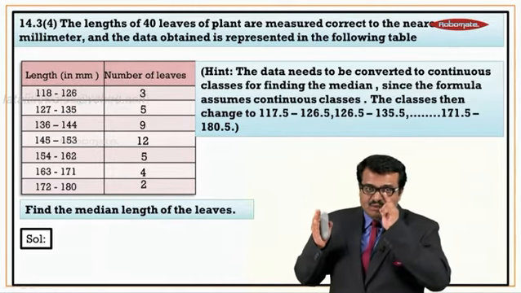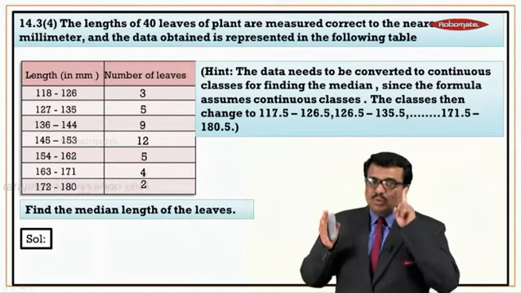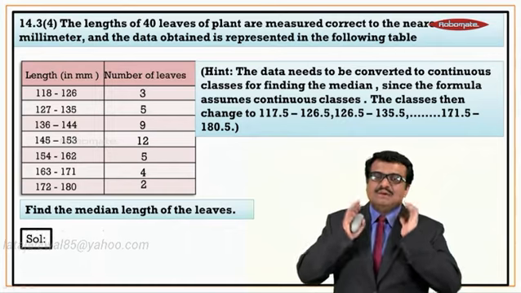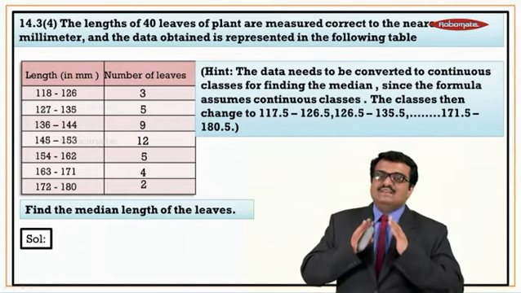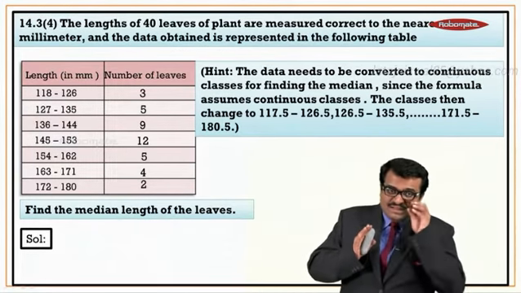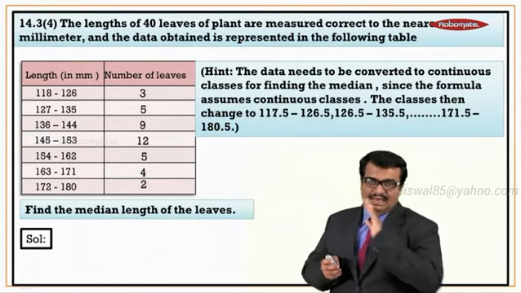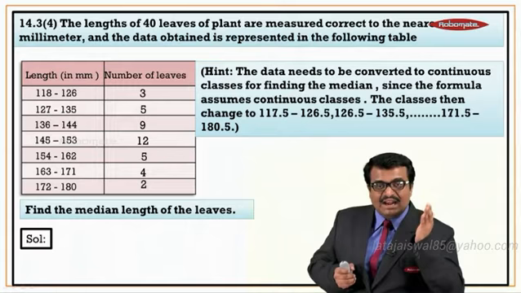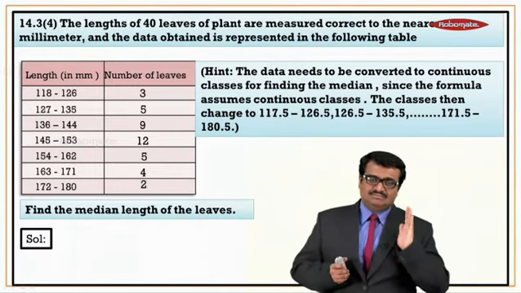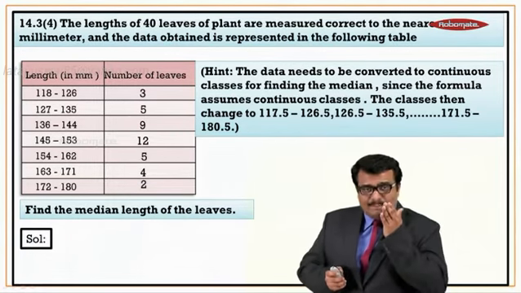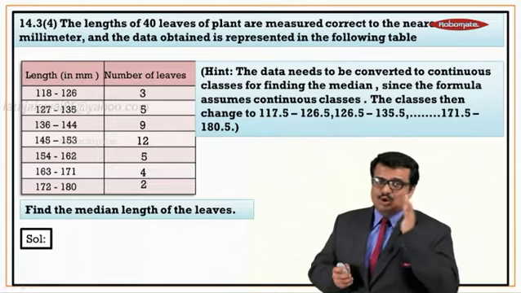The difference between 126 and 127 is 1. This 1 is divided by 2, so 1 by 2 is 0.5. And what is done with the 0.5? 0.5 is subtracted from the lower limit of every class and 0.5 is added to the upper limit of every class. So we will subtract 0.5 and add 0.5.